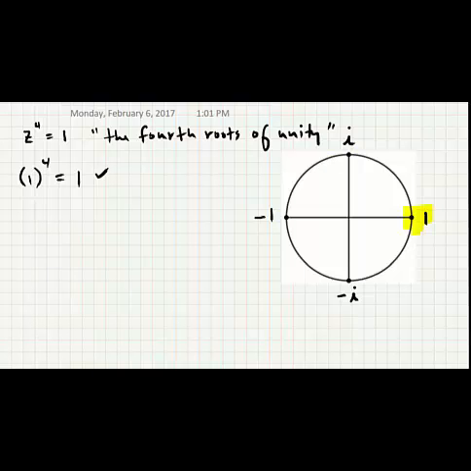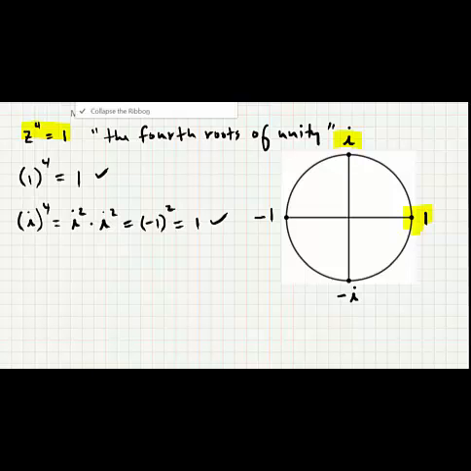And now notice that if we take i and make the fourth power, we could write that as i squared times i squared, which is -1 times -1, which is also 1. So that checks. So that tells us that i is also a solution to this equation right here. And you probably guessed properly that by putting -1, we get 1. So -1 is also a solution.